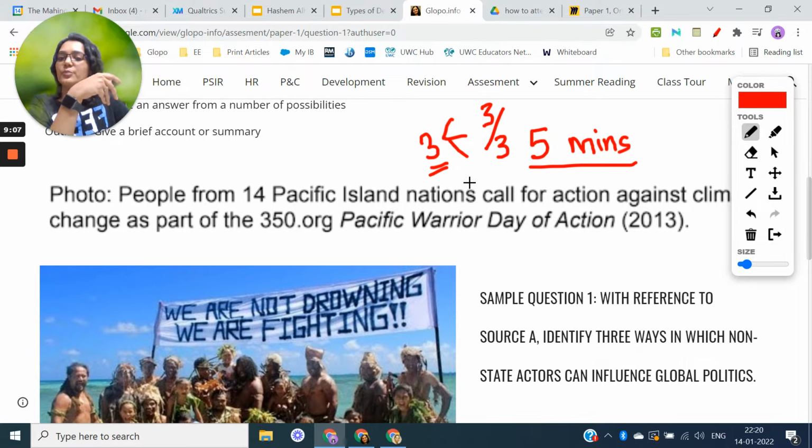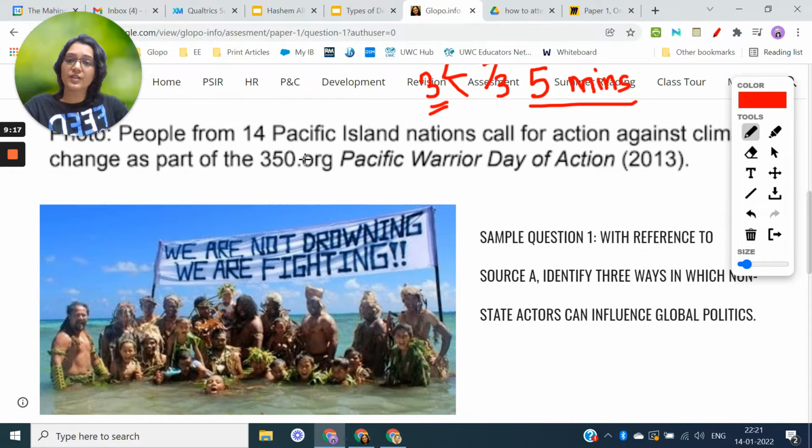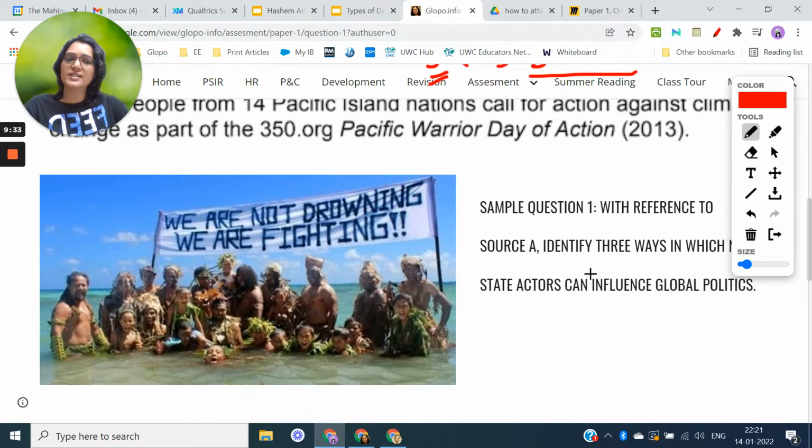How are you going to approach this one? I have one paragraph which I'll be showing you. So this is what the question was asked. This pic was given and the source was given. Please mind it, when you are seeing the pic or map or any statistical data which is given in your source A, please have a look at the source also, from where they have taken this. What the question is asking: with reference to source A, identify.